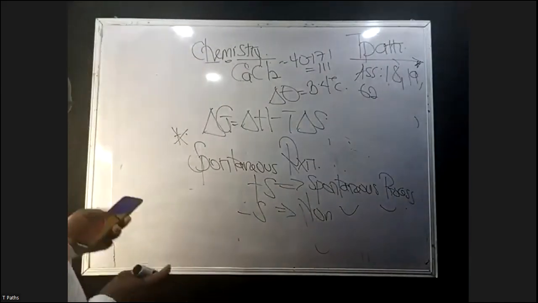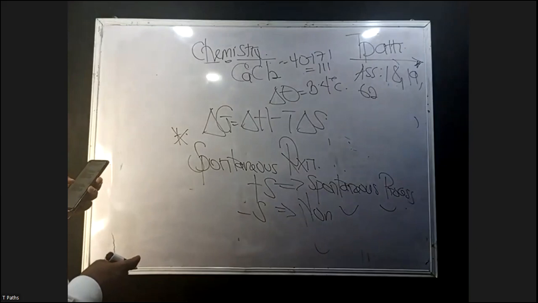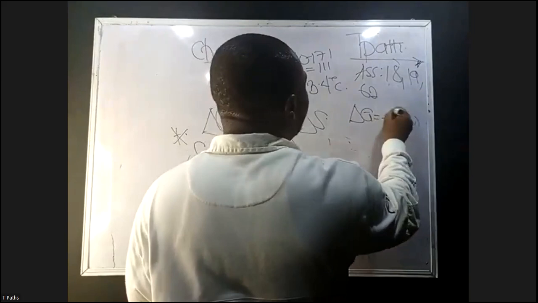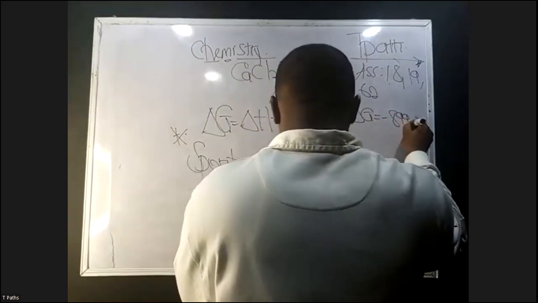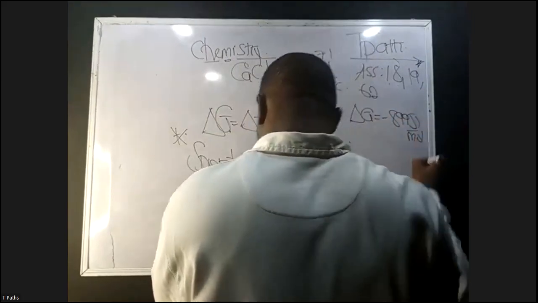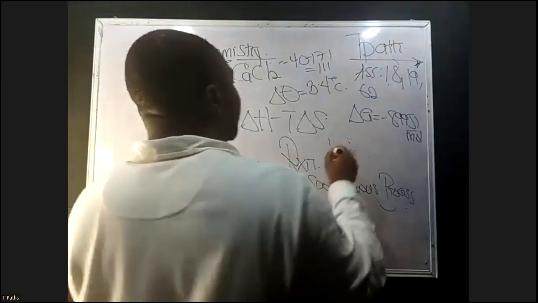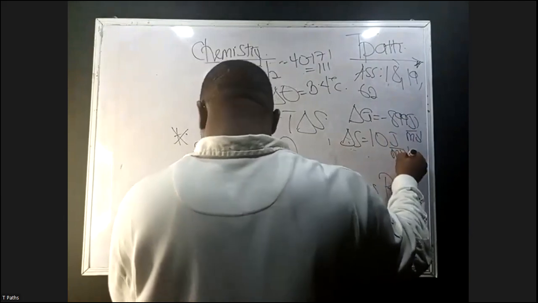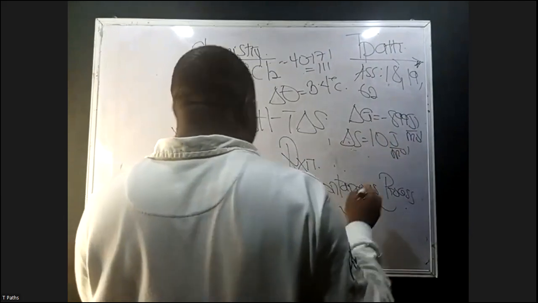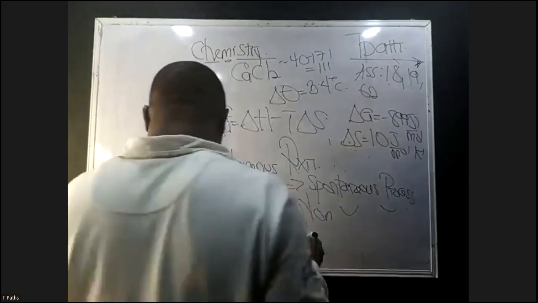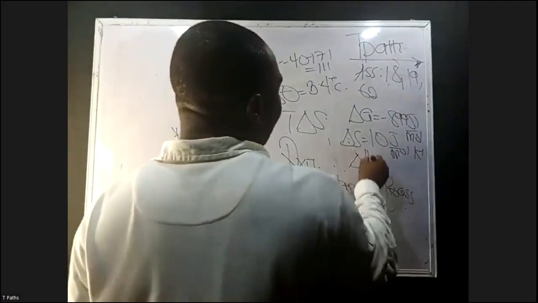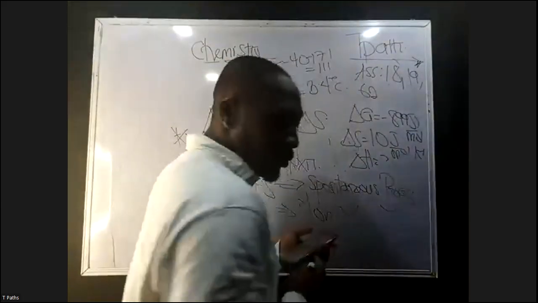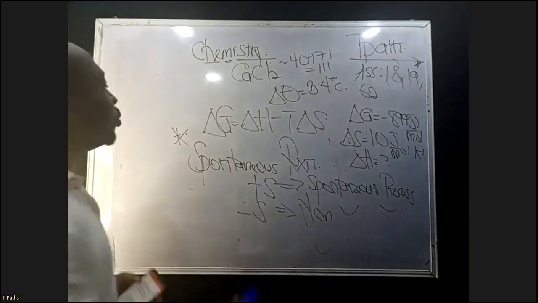So delta G equals delta H minus T delta S. We are told here that the change in the free energy of the system, delta G, is equal to minus 899 joules per mole, and the entropy change, delta S, is 10 joules per mole per Kelvin. So calculate the enthalpy change. Delta H is unknown. You can see that in the question they are giving the temperature. So don't joke with that. If they give you the temperature, you read the question and understand.